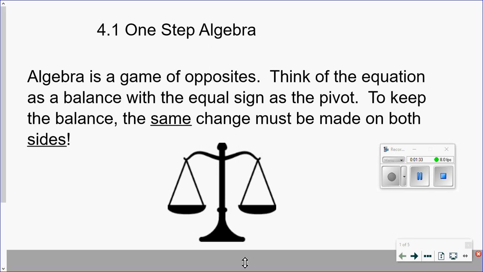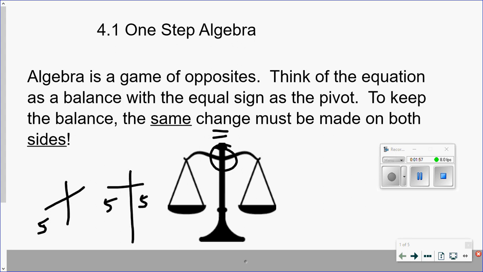We have to think of the equation as a balance with the equal sign as the pivot point. In order to keep the balance, whatever you do to one side must be done on both sides, right? If we were to throw 5 on one side and not on the other, it's not going to balance. We have to have 5 and 5 to keep that balance, right? Thinking about a regular scale. It's not quite that simple for algebra, but that's essentially the concept that we're going to be working with here.